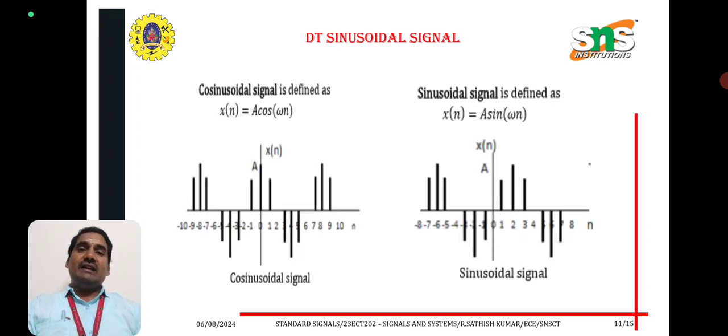Next one, DT sinusoidal signal. Cosinusoidal signal is defined as x of n is equal to A cos ωn. Sinusoidal signal is defined as x of n is equal to A sin ωn. The graphical representation of the cosinusoidal signal and sinusoidal signal in discrete time can be given.